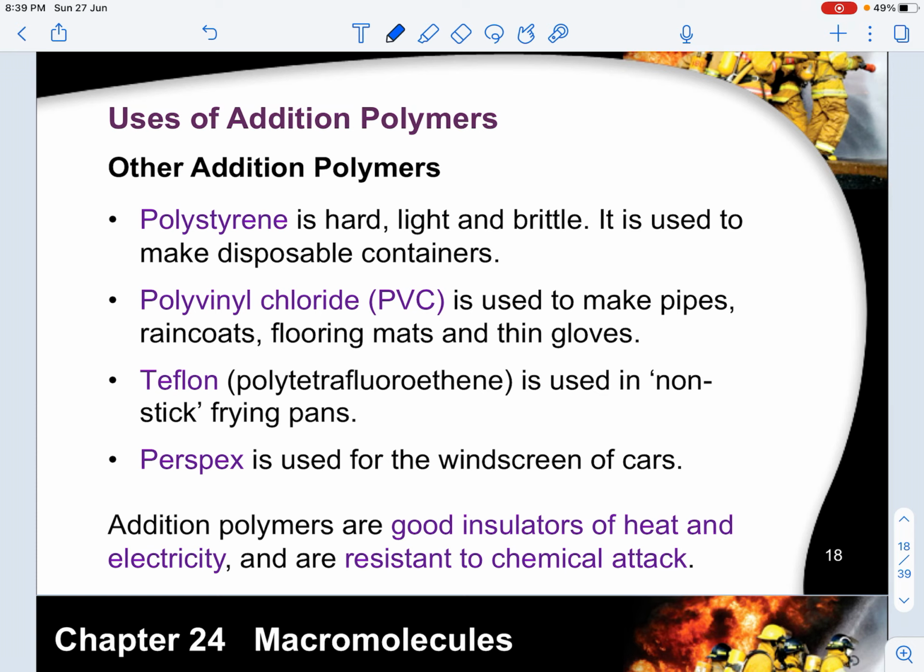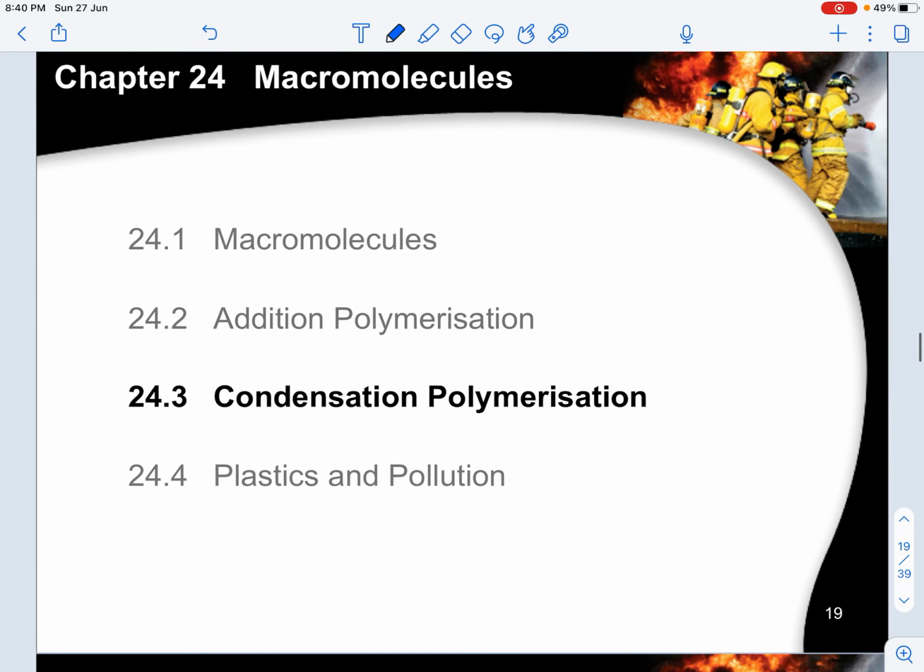Okay, and then next, addition polymers are very good insulators of heat and electricity, and are very resistant to any form of chemical attack. So they are both flexible, and yet also very durable and hardy in a sense.